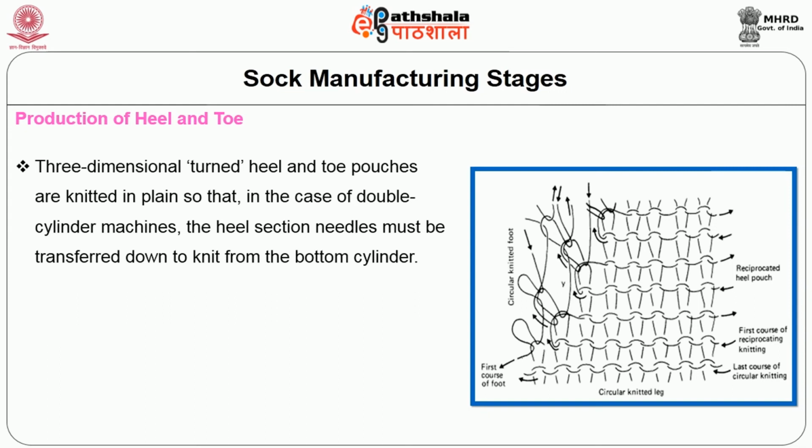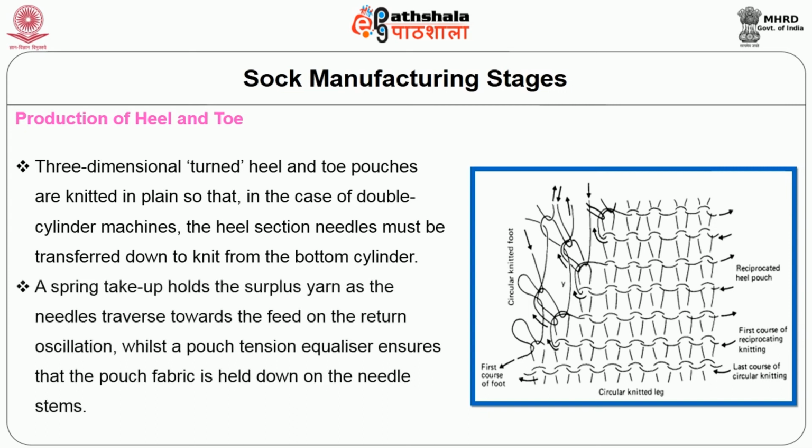Three-dimensional turned heel and toe pouches, as shown in the figure, are knitted in plane so that in the case of double cylinder machines, the heel section needles must be transferred down to knit from the bottom cylinder. A spring take-up holds the surplus yarn as needles traverse towards the feed and the return oscillation, while the pouch tension equalizers ensure that the pouch fabric is held down on the needle stem.